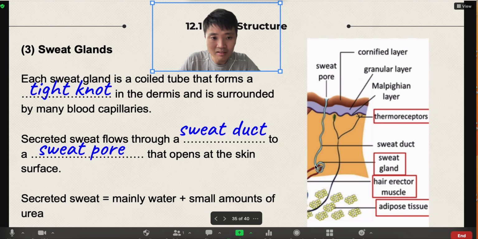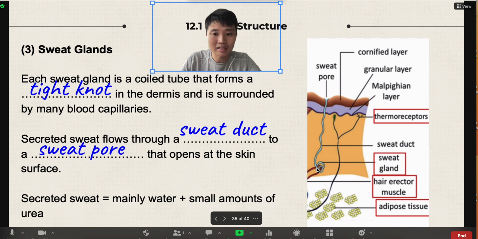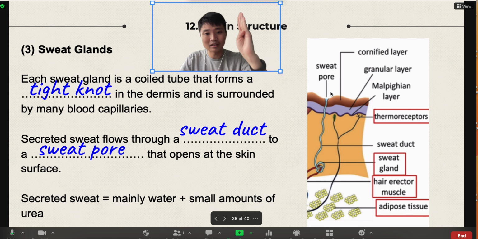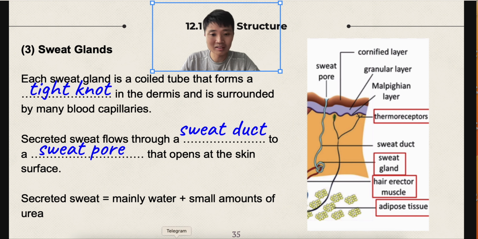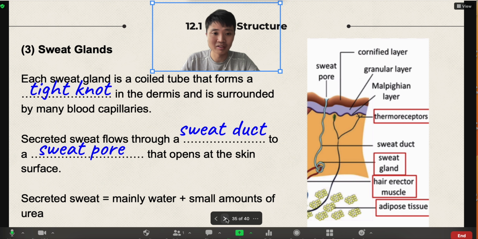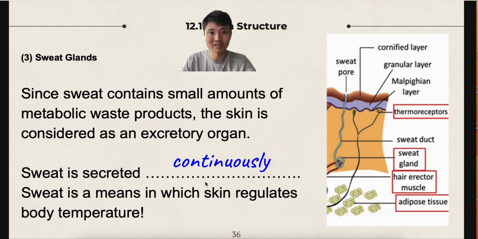So your sweat gland, you know by now, a gland gives out something. There's a sweat duct, so the sweat flows through a sweat duct into the sweat pore that opens at the skin surface. Okay, so your sweat is water with small amounts of urea. Since it has metabolic waste products, the skin is considered an excretory organ.